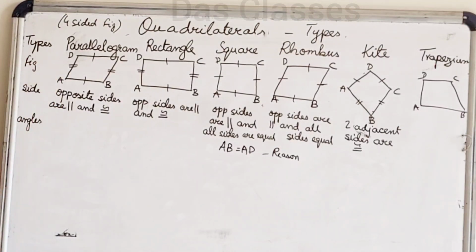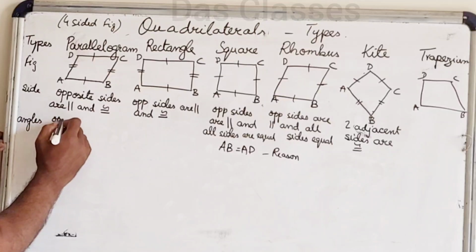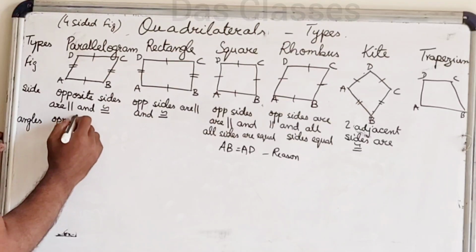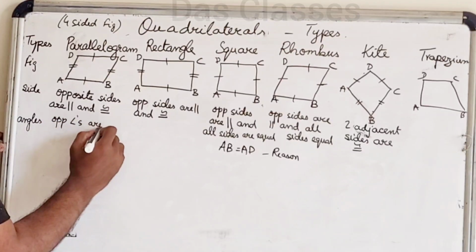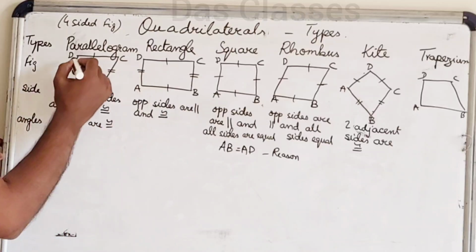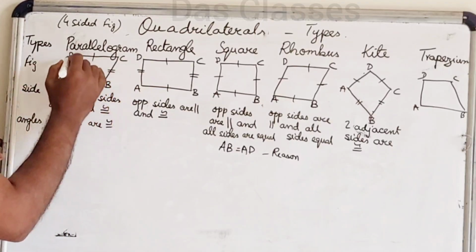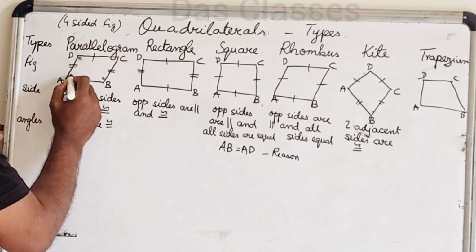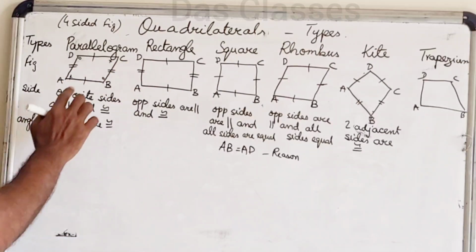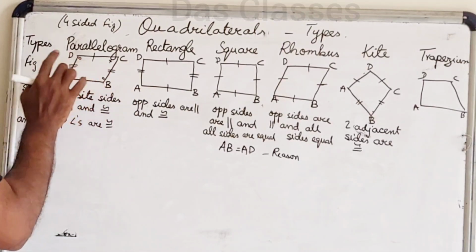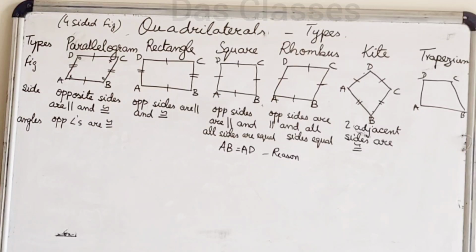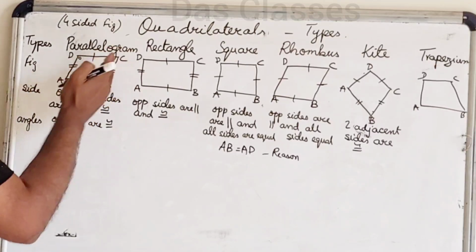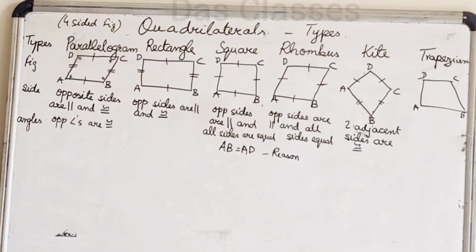Angles, in case of parallelogram, opposite angles are congruent. What I mean by this is opposite angles, that is angle D and angle B are congruent, and angle A and angle C are congruent. That means if angle B is 120 degrees, angle D will also be 120 degrees. If angle A is 65 degrees, angle C should also be 65 degrees.